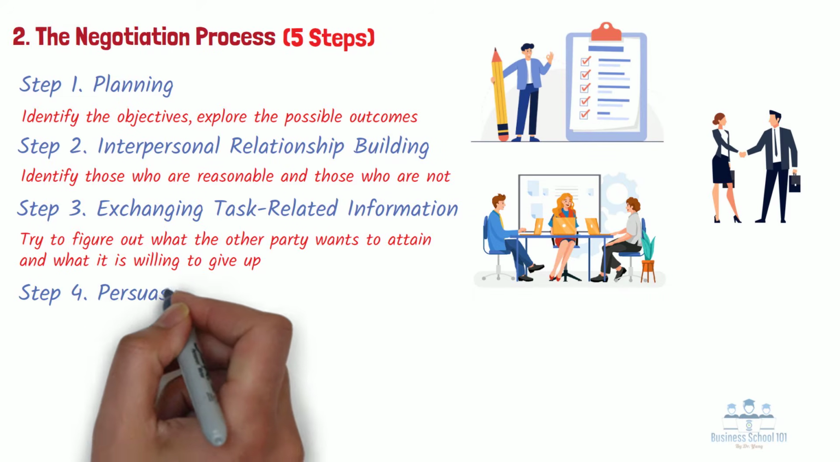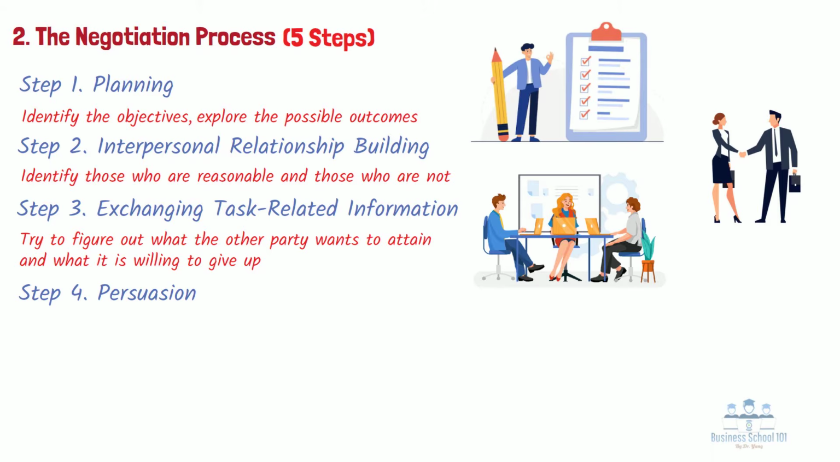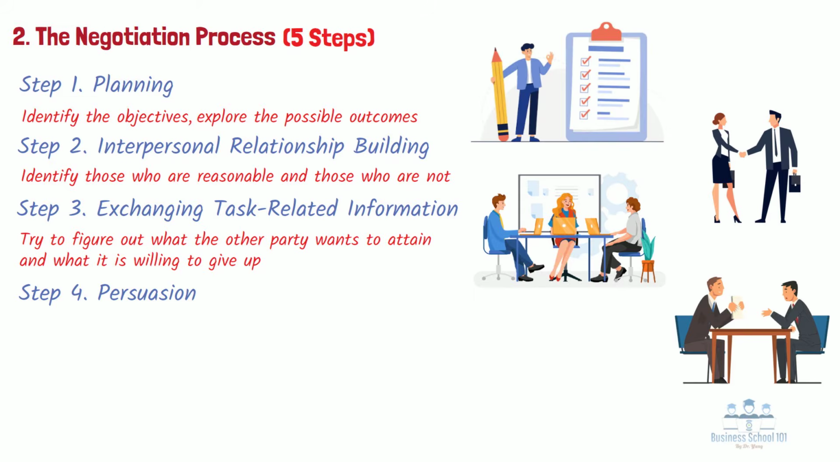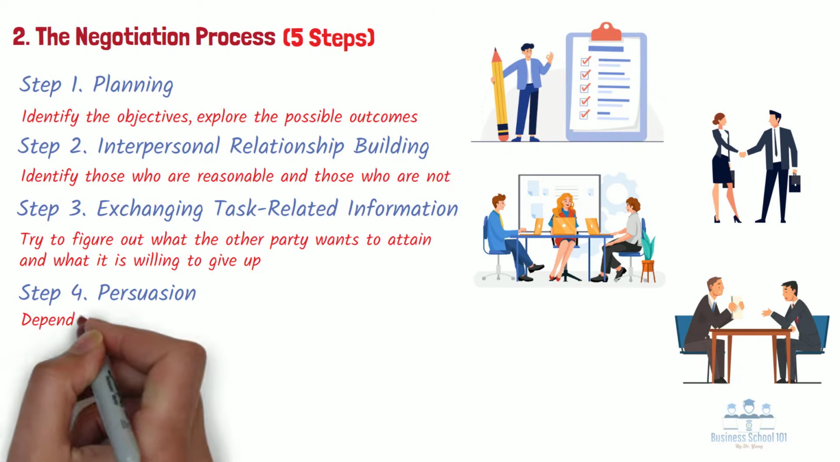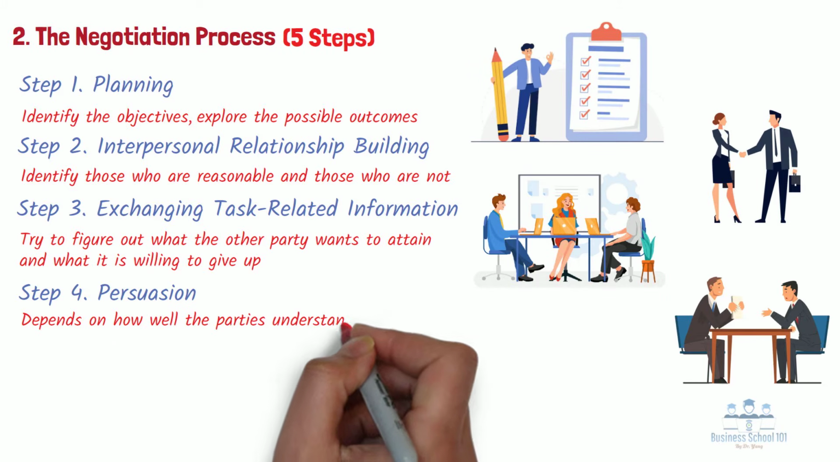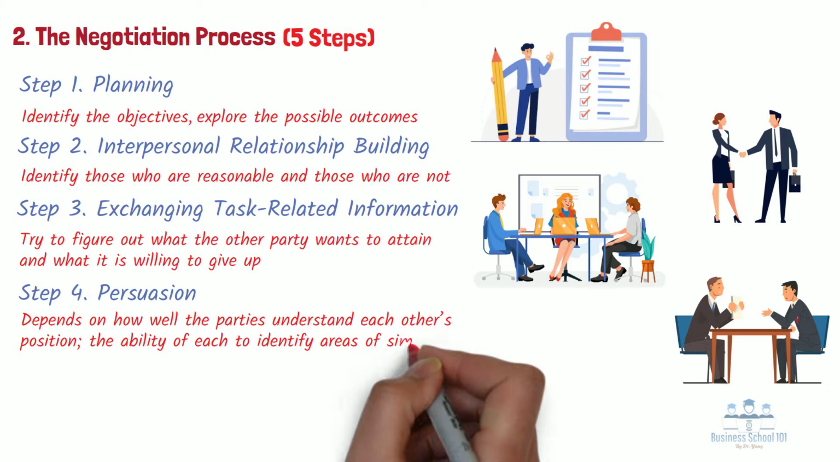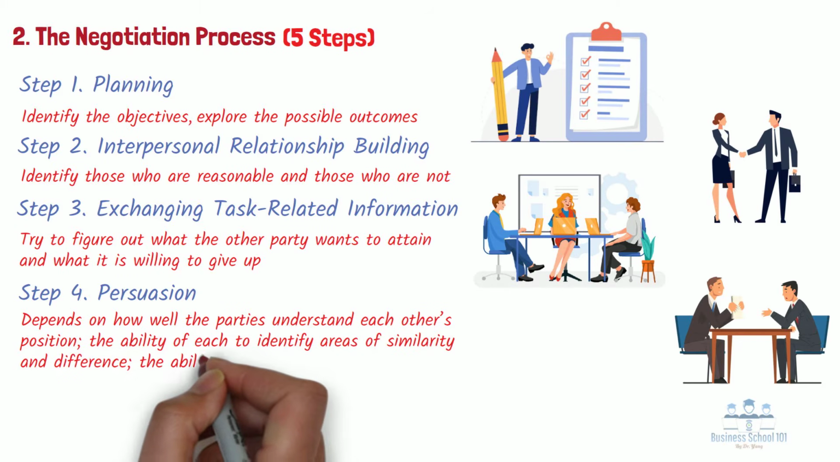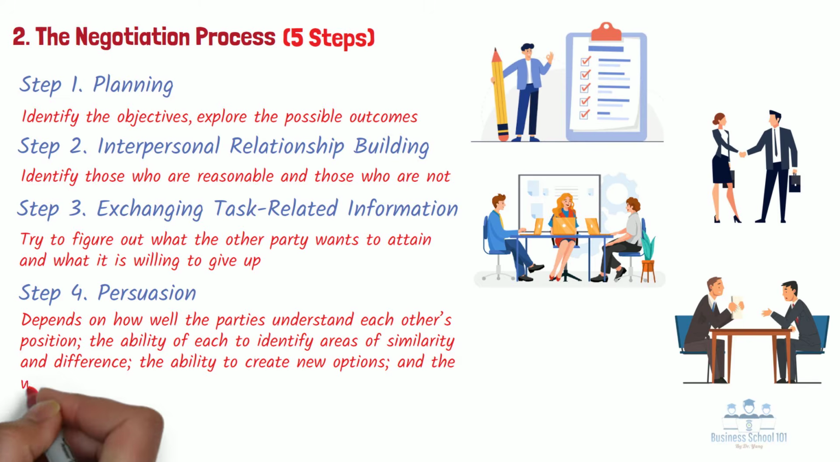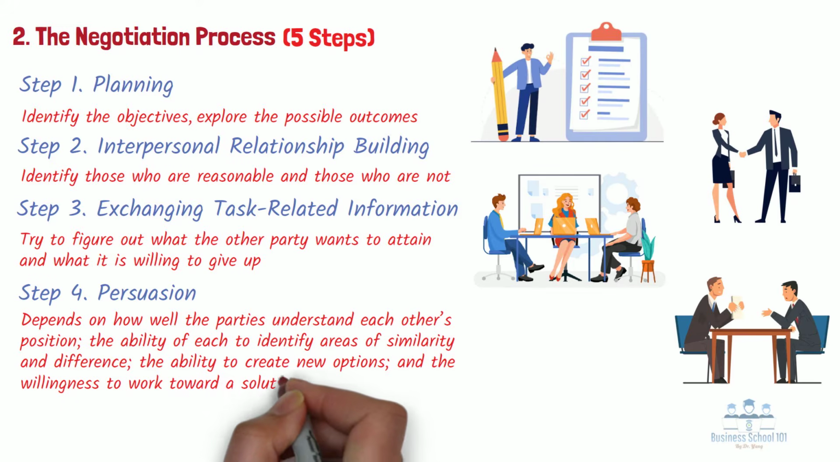Step 4. Persuasion. No side wants to give away more than it has to, but each knows that without giving some concessions, it is unlikely to reach a final agreement. The success of the persuasion step often depends on how well the parties understand each other's position, the ability of each to identify areas of similarity and difference, the ability to create new options, and the willingness to work toward a solution that allows all parties to walk away feeling they have achieved their objectives.